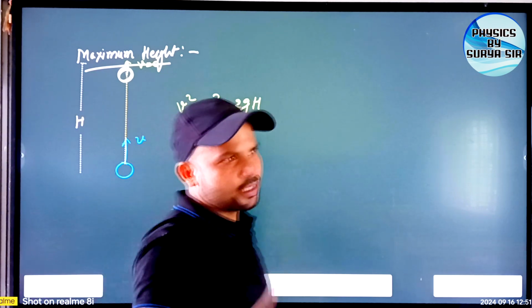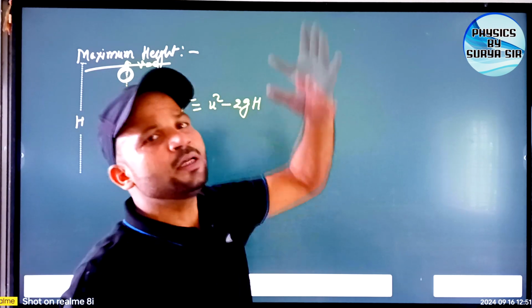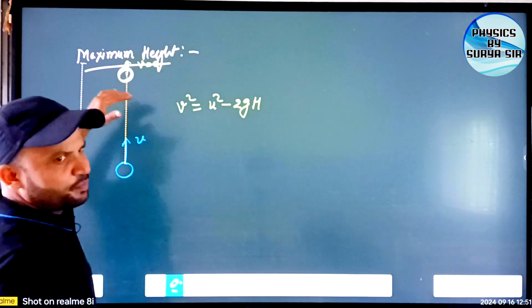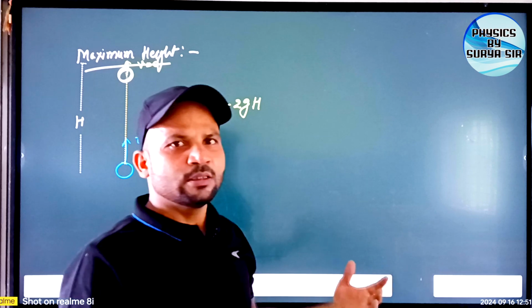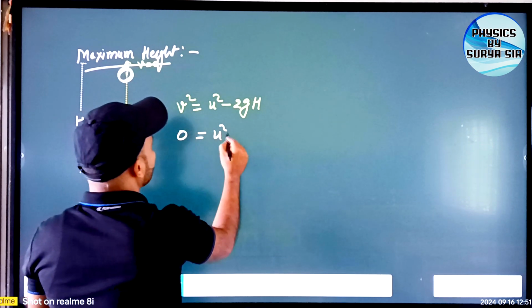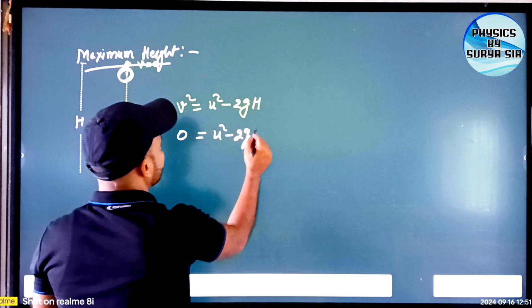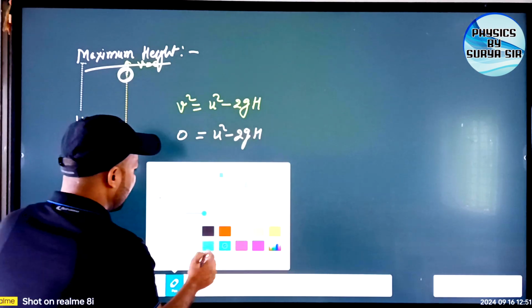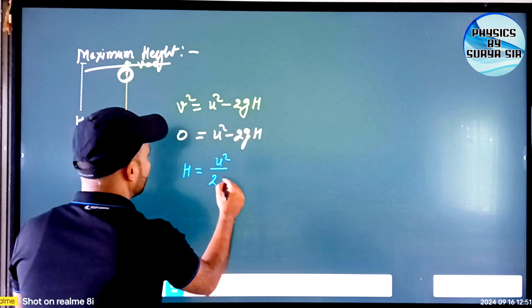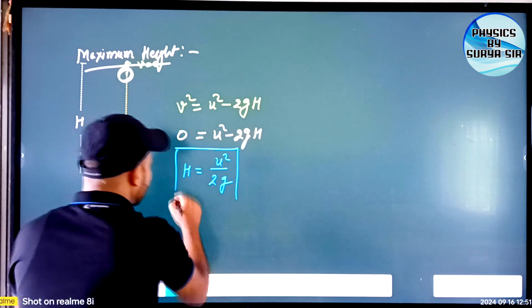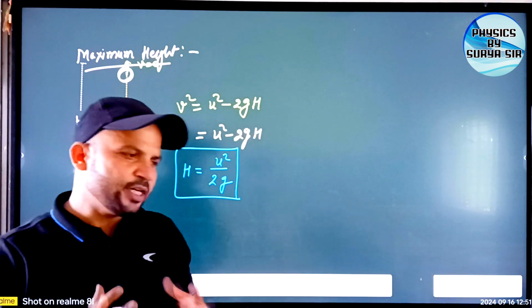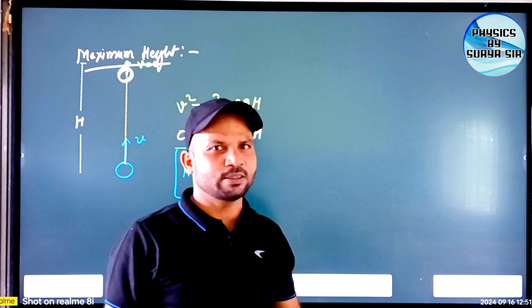It is the first case, when the object is moving in the upward direction. So here, when the object is at the top point, its velocity is 0. So write v is equal to 0, 0 is equal to u square minus 2gh. What is the value of h? H is equal to u square upon 2g. So this will be the equation of maximum height of any object when it is moving in the upward direction.